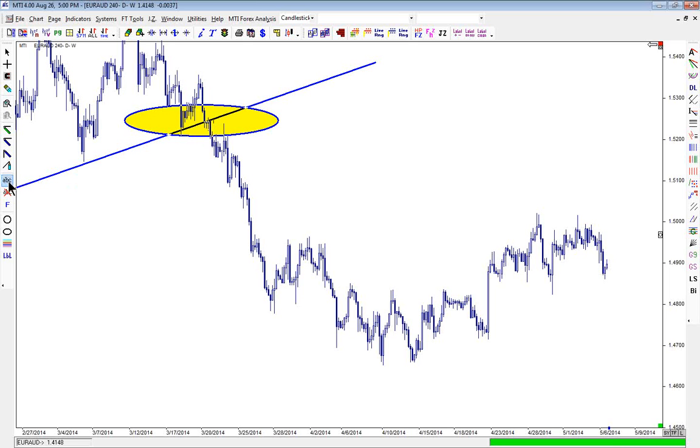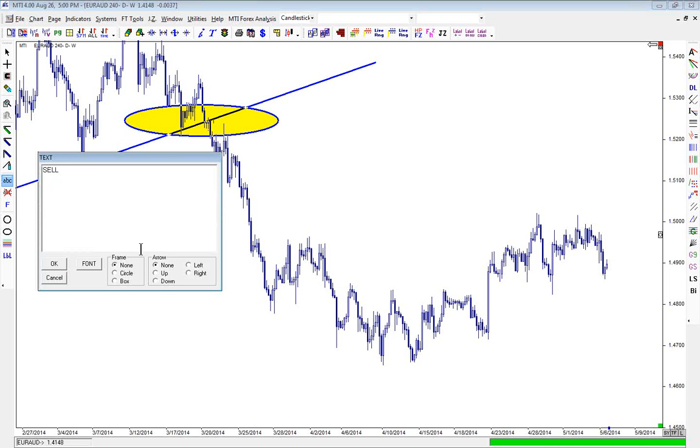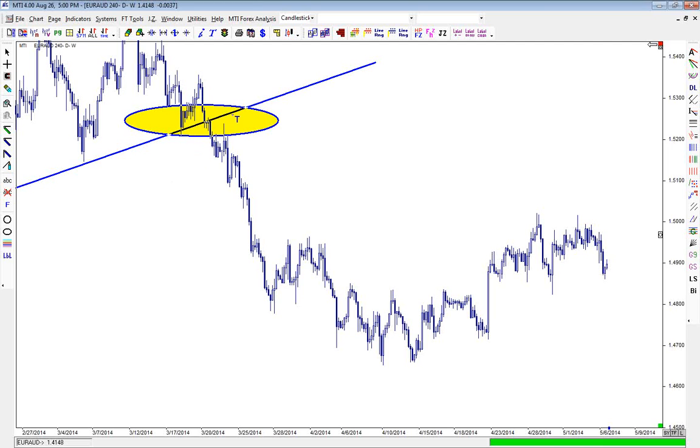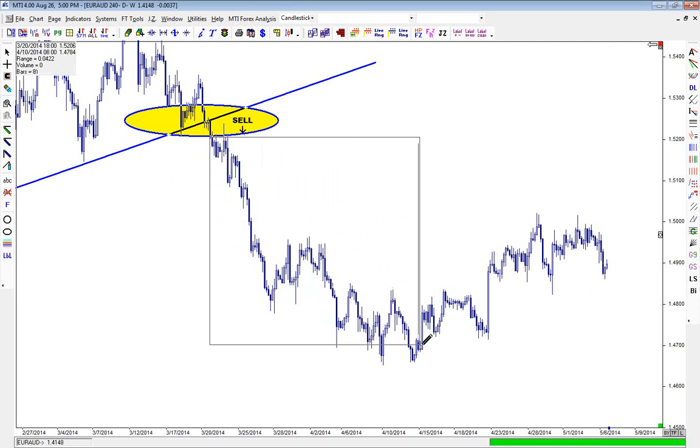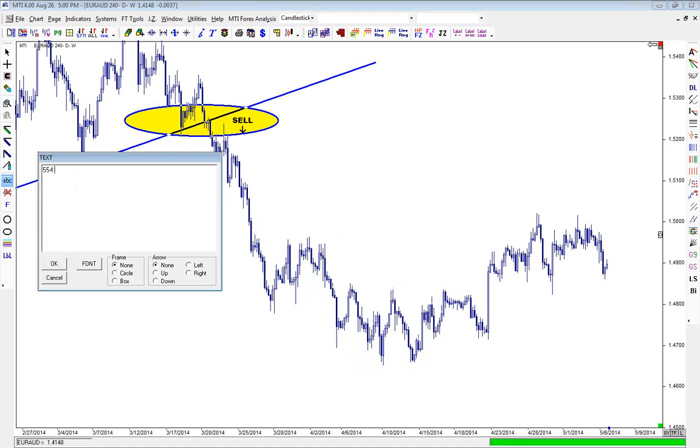When it did, all you had to do, folks, was sell the market upon that trend line break. And look at the amount of profit you could have been up in your account at one point before it started to wave back. 554 pips. Let me just go ahead and share this with you.